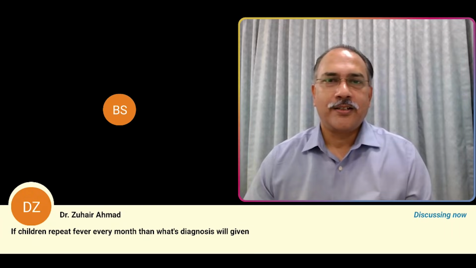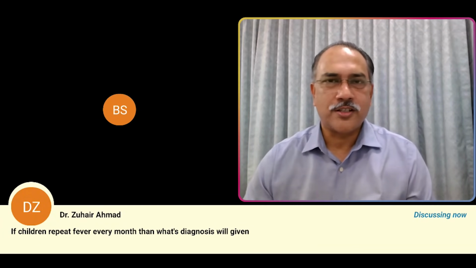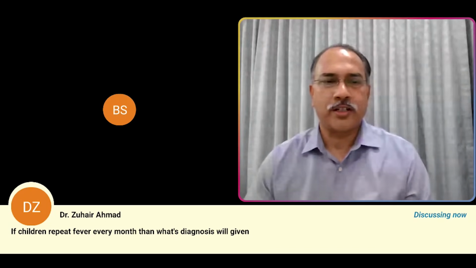Next up, Ahmed is asking, children repeat fever every month, and what diagnosis should be given? And that's a fairly broad question, I would say. If it was like an MCQ in an exam, I would say if it's exactly every month, then I would look for aphthous ulcers and lymph nodes, and then I would say this is like a periodic fever situation and give steroids and it becomes okay.